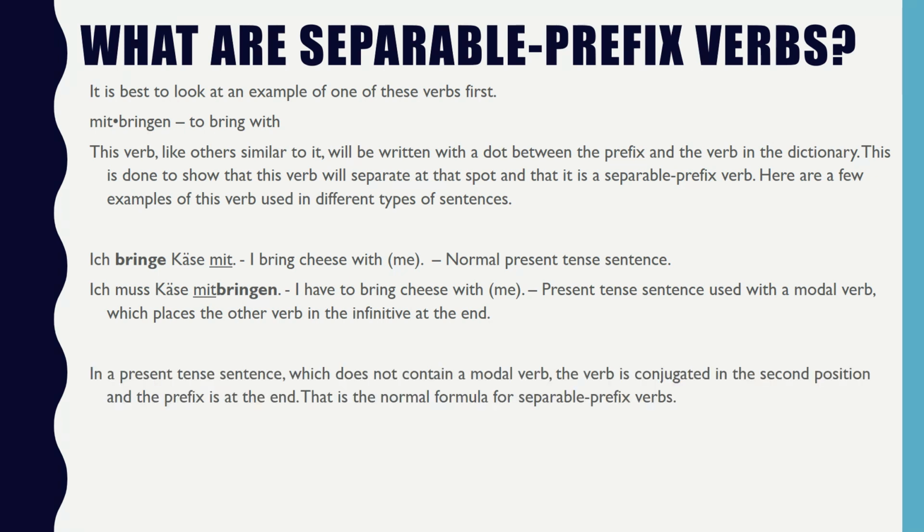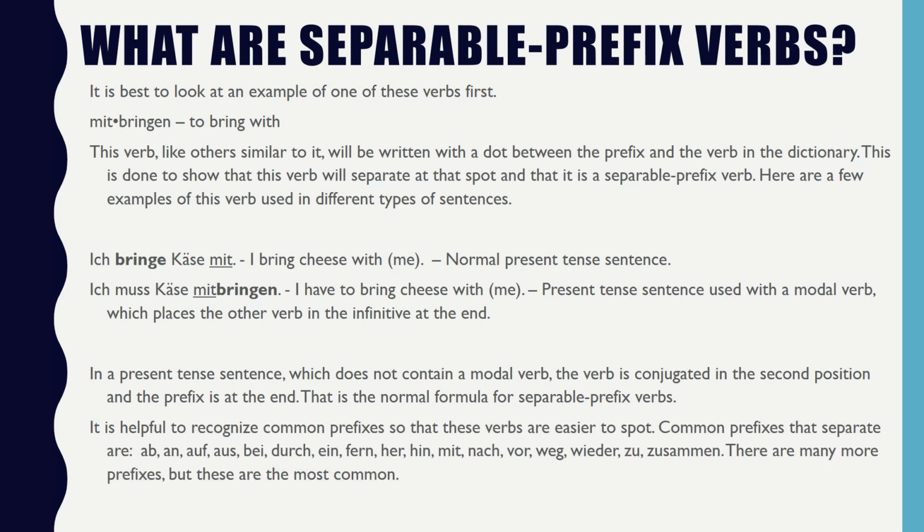In a present tense sentence which does not contain a modal verb, the verb is conjugated in the second position and the prefix is at the end. That is the normal formula for separable prefix verbs. It is helpful to recognize common prefixes so that these verbs are easier to spot.